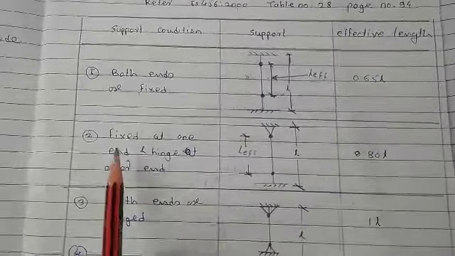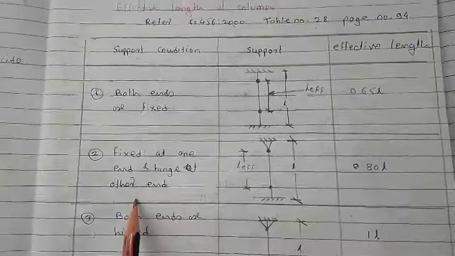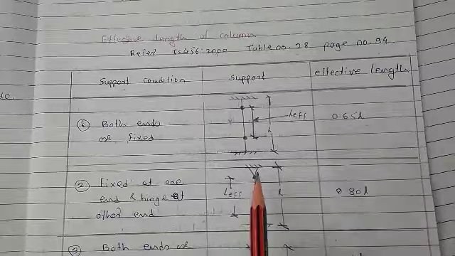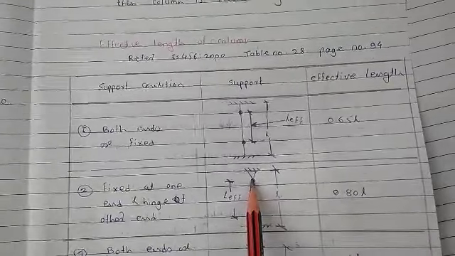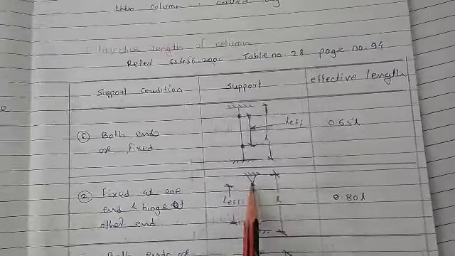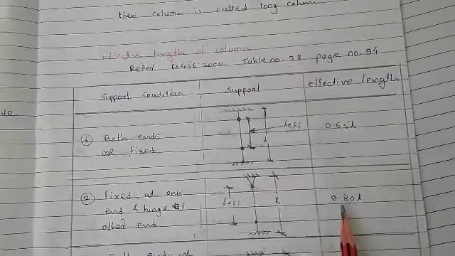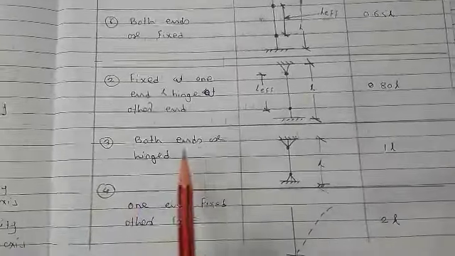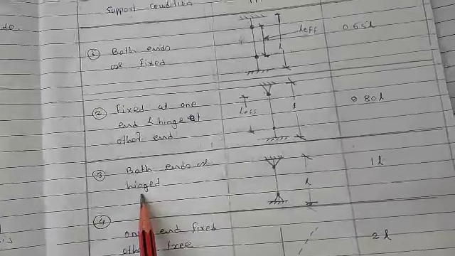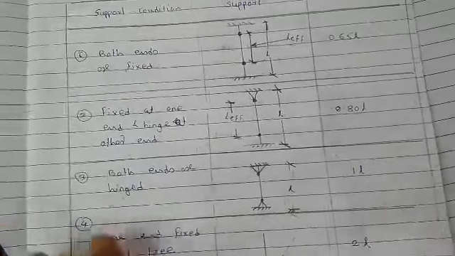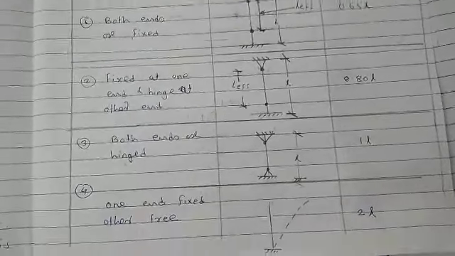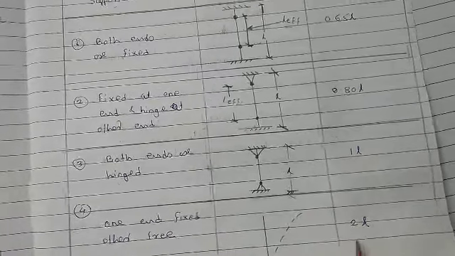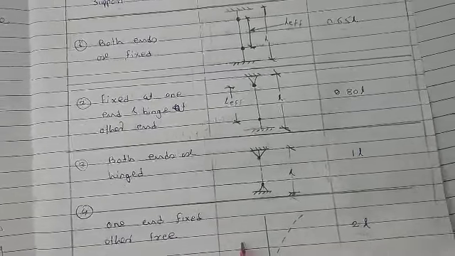Then the second condition, fixed at one end and hinged at the other end, that is, one end is rigidly fixed against rotation and the other end is held in position but not restrained against rotation. It means we are providing a hinge support. In that case, L effective is 0.80 times L. Then the third one, both ends hinged. In that case, L effective is equal to 1 times L, that is, the total length of the column. Then the fourth one, one end fixed and the other free. In that case, the effective length will be 2 times the length of the column.